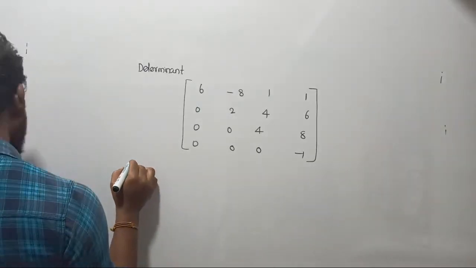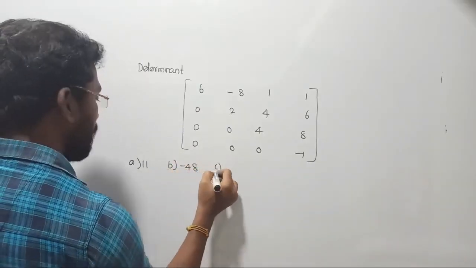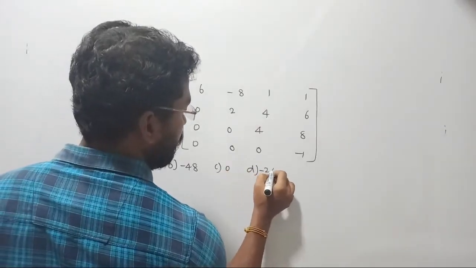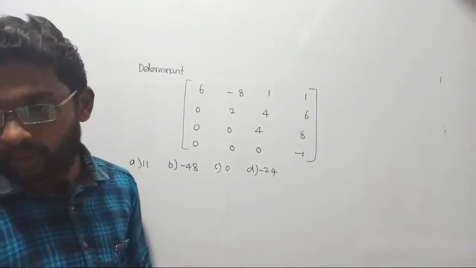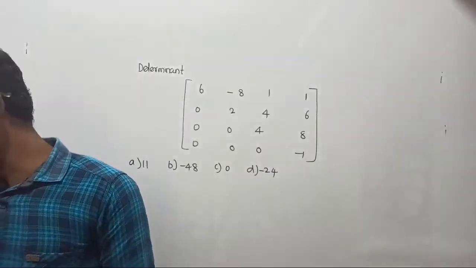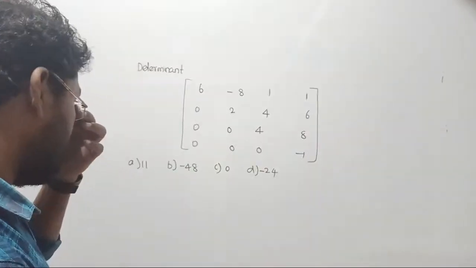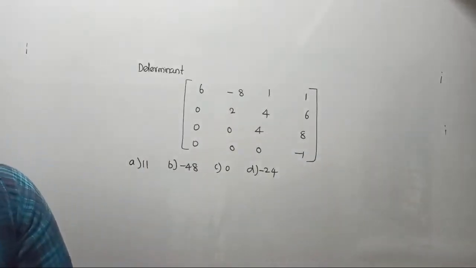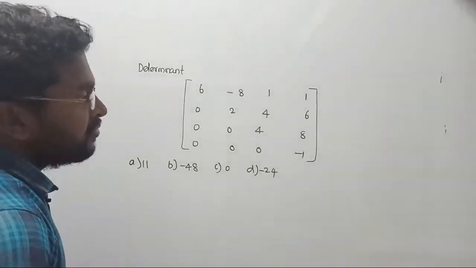They said option A, that is 11. Option B, minus 48. Option C, 0. Option D, minus 24. I'm just expecting the answer from your side. Can you please do it? Please tell me what is the answer. Which is the correct answer? Whether it is option A, option B, option C, or option D. Please post your answer. I'm just expecting the solution from your side.